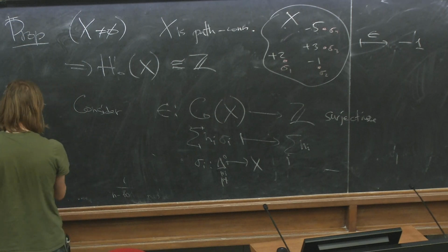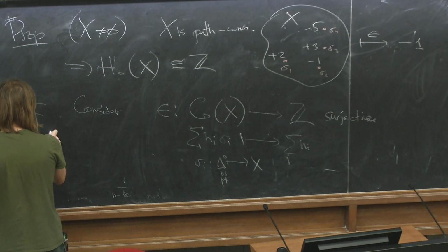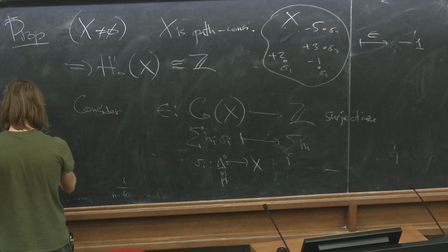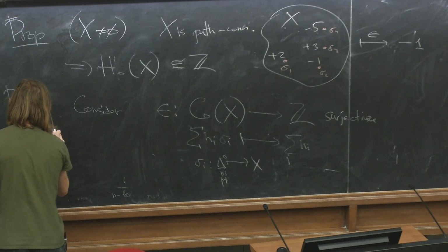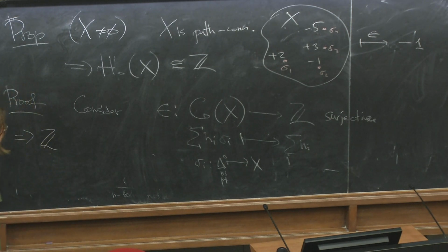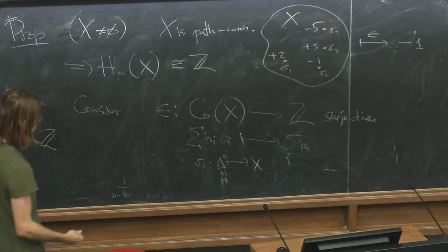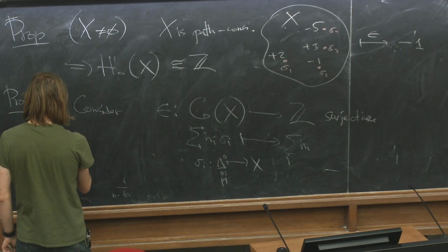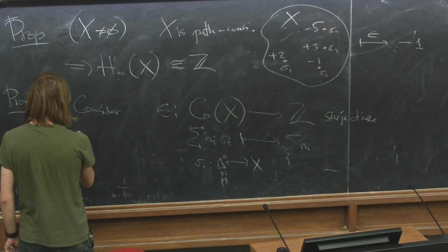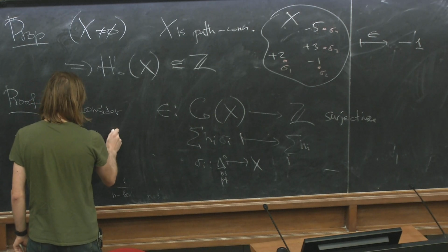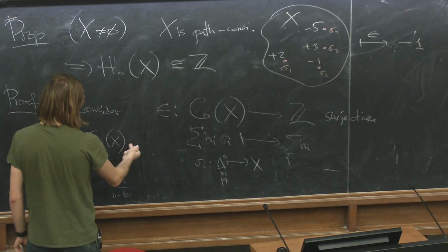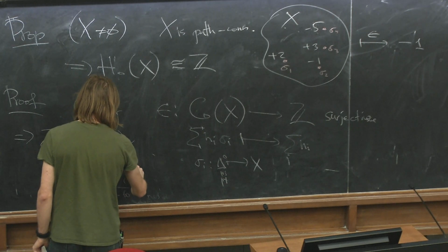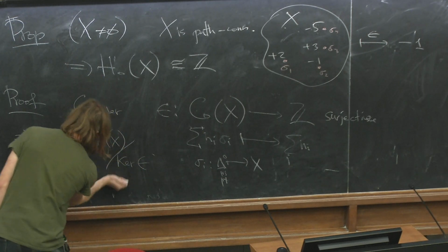And since this is surjective, then this means that the image of this map, which is the whole Z, is isomorphic to the quotient of C0 of x with respect to the kernel of this epsilon.